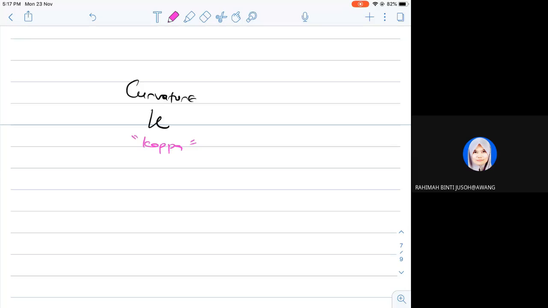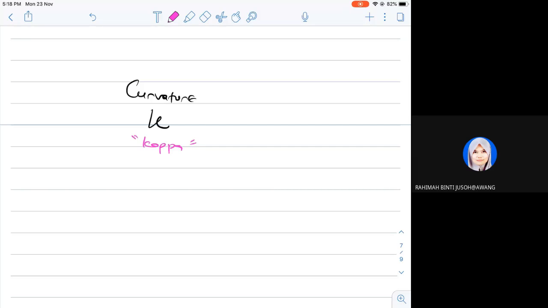Alright guys, what is a curve actually? What do you understand about curve? Lengkung, right? Okay, how about curvature? What is curvature? Kelengkungan. Curvature, kelengkungan. How bent is your curve, right? Sejauh manakah lengkungnya lengkuk awak tu?